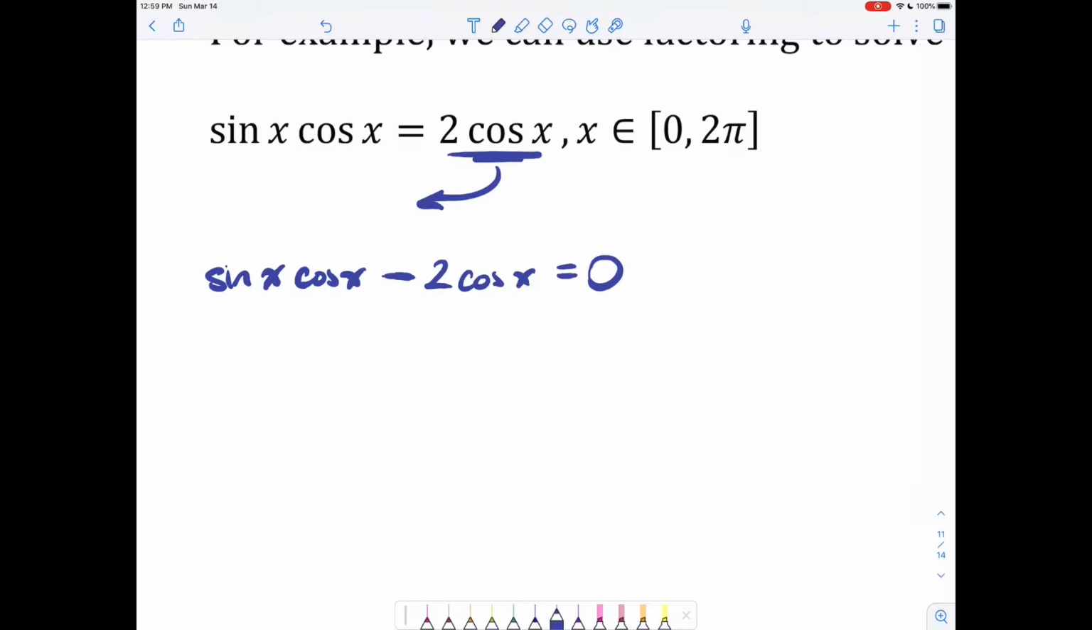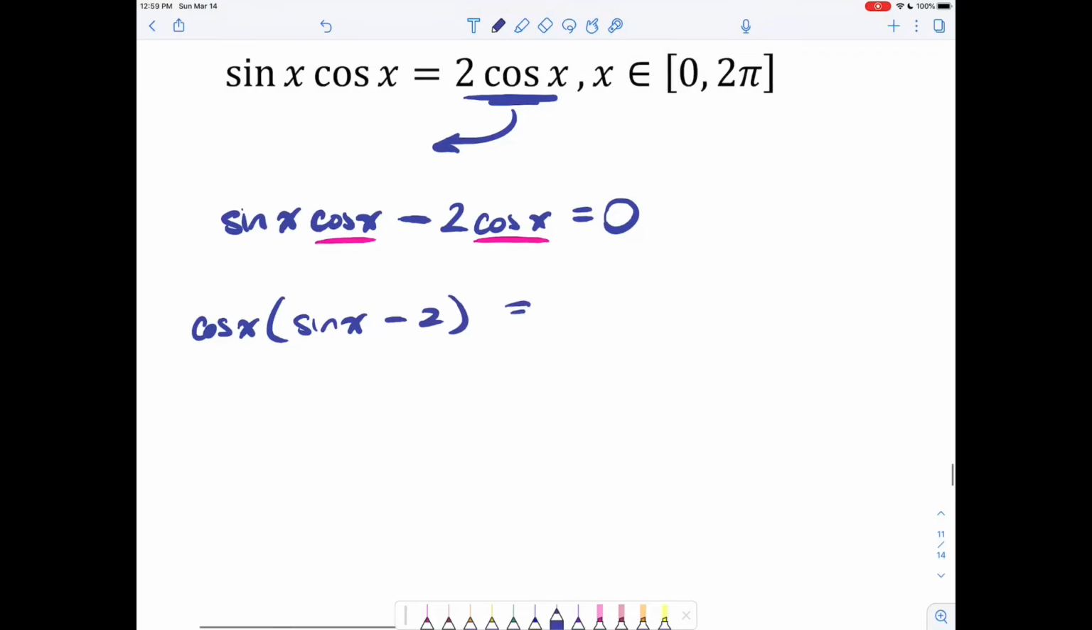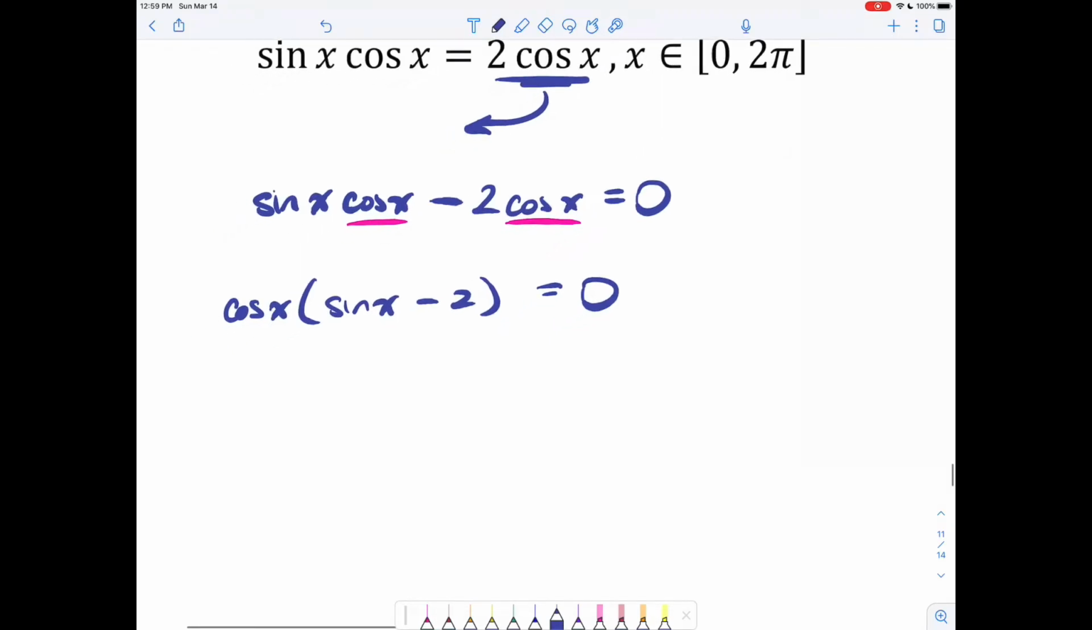And now I can see that it's possible to factor. I can factor out a common cos x from each term. Therefore, I can write this as cos x times (sine x minus 2). And we know from however many times we've done in our lives, when we have a product that is equal to 0, either of the factors could equal 0. So either cos x equals 0 or sine x minus 2 equals 0.